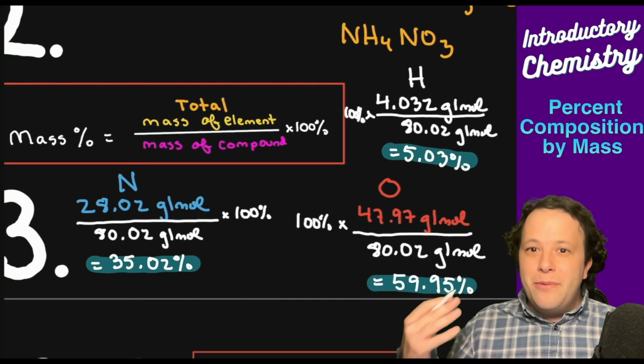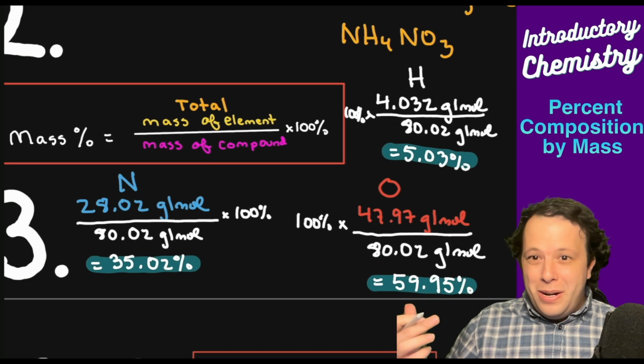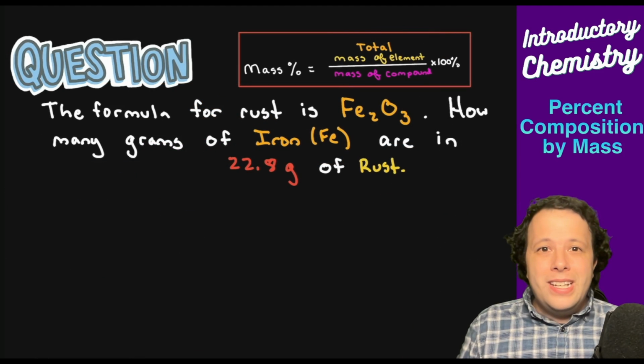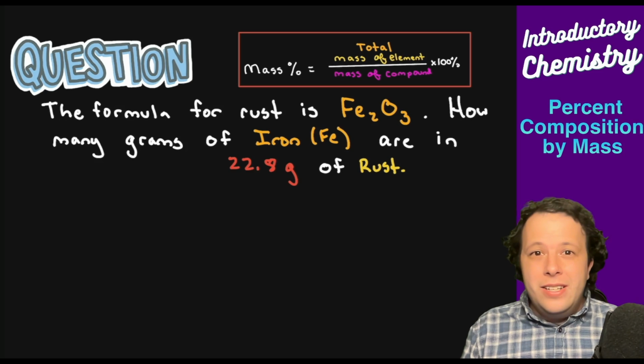So we use the same formula for each percent. Let's go on to our next problem to show another example of this, and it'll be our last one. The following problem says the formula for rust is Fe2O3. How many grams of iron are in 22.8 grams of rust?